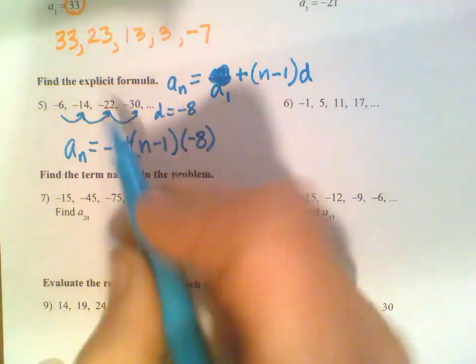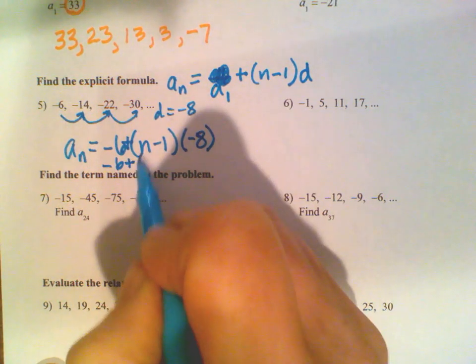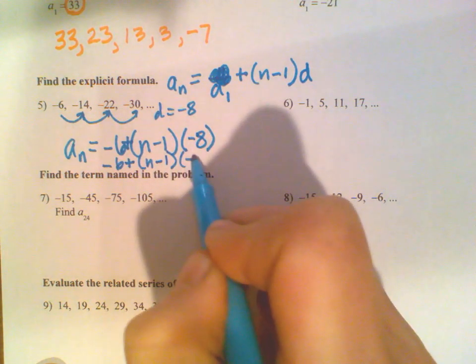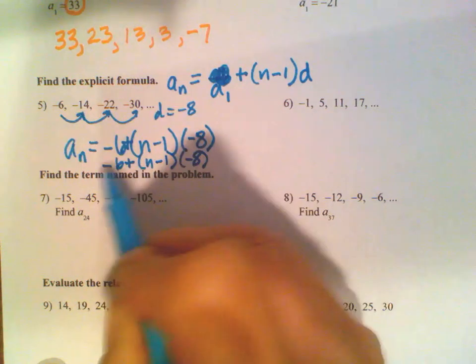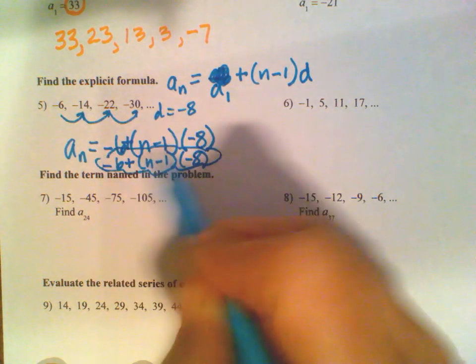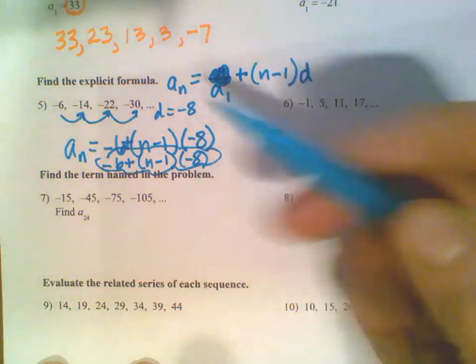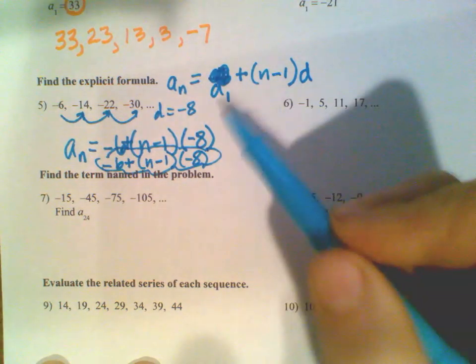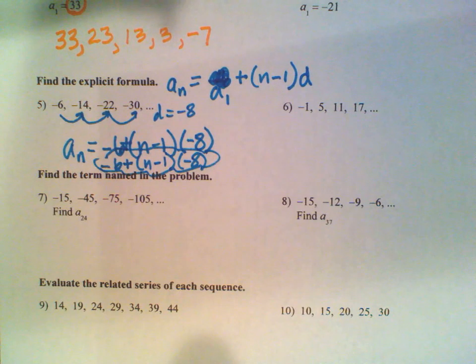So it's negative 6 plus n minus 1 times negative 8. That is my explicit formula. Sorry for getting all messed up there, but I'm just plugging it in that form. I hope that makes a little bit of sense.